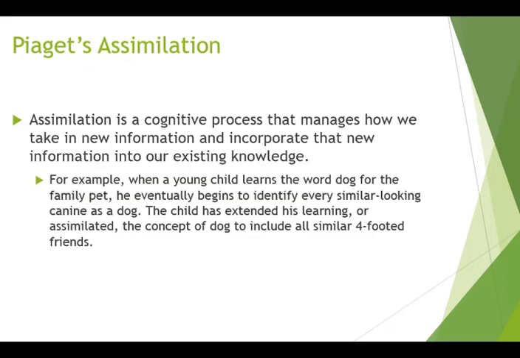Okay, let's take a look at Piaget's assimilation. Assimilation, first of all, of course, is the cognitive process that manages how we take in new information or incorporate that new information. The word assimilate means to bring together or to come together. The idea: when a child learns the word dog, he eventually begins to identify other similar-looking canines as dogs. The 2-year-old might know that this is the family dog, but may not understand that the animal walking outside on 4 legs is also a dog, but eventually the assimilation process allows the child to learn that.